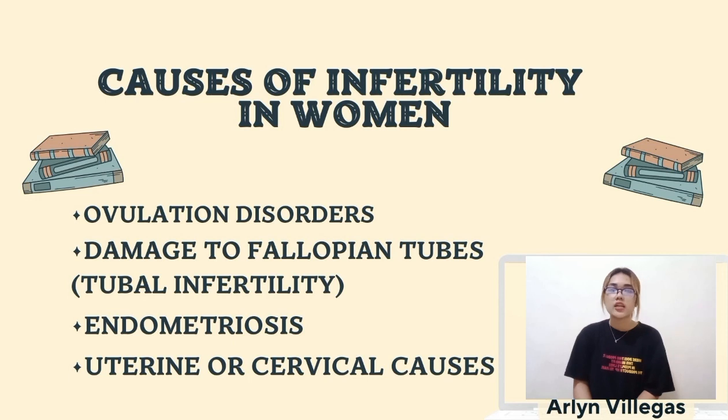The first is ovulation disorders. The second one is damage to fallopian tubes. The next one is endometriosis. And the last one is uterine or cervical causes. Now let's move on to the first cause, which is the ovulation disorders.